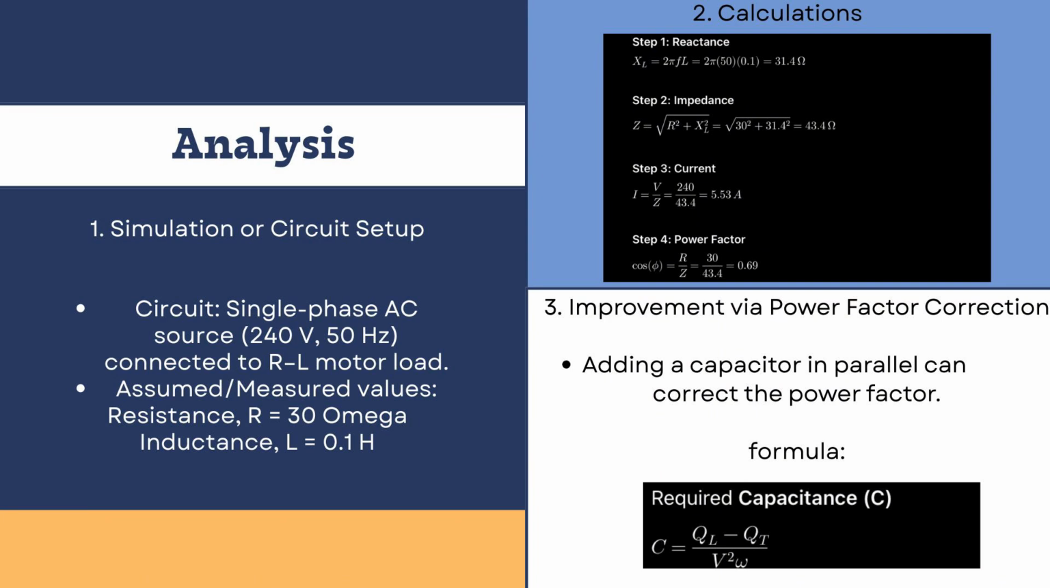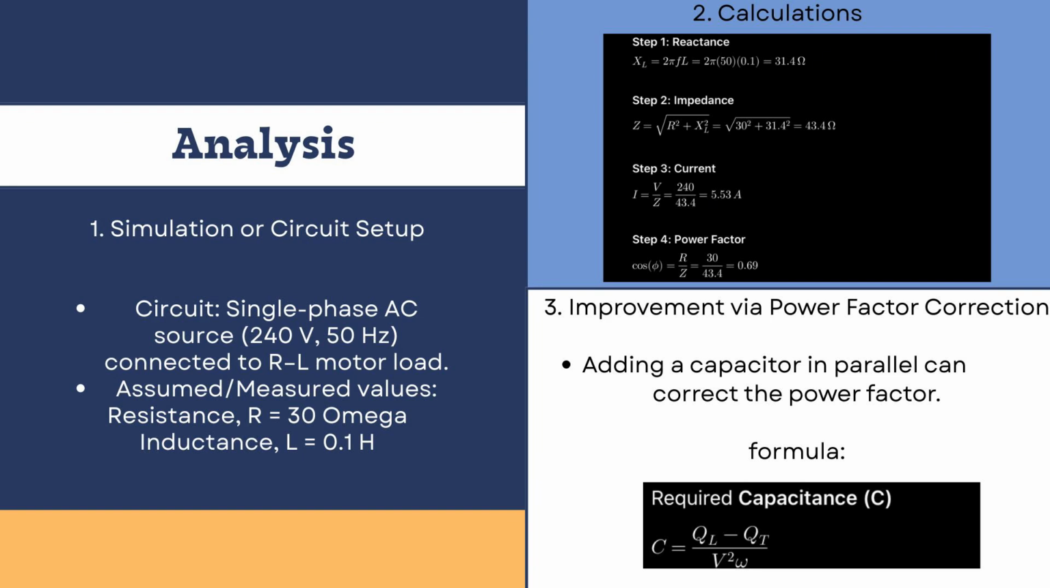To make the circuit more efficient, we can add a capacitor in parallel with the load. The capacitor gives a leading current that helps cancel out part of the lagging current from the inductor. This process is called power factor correction.